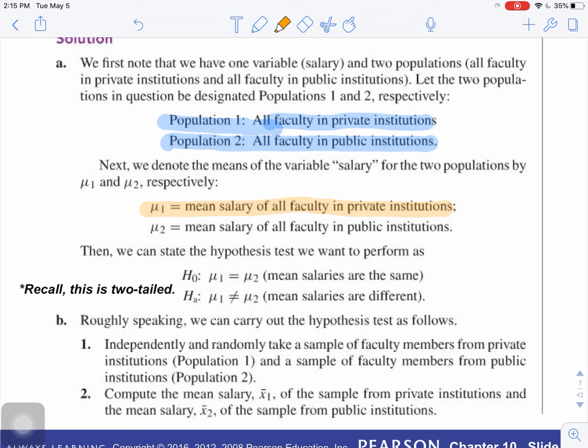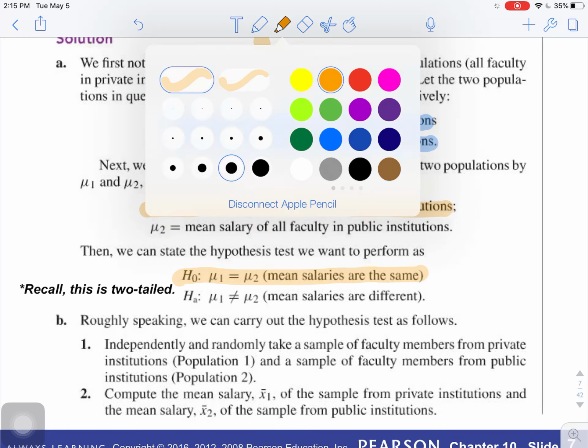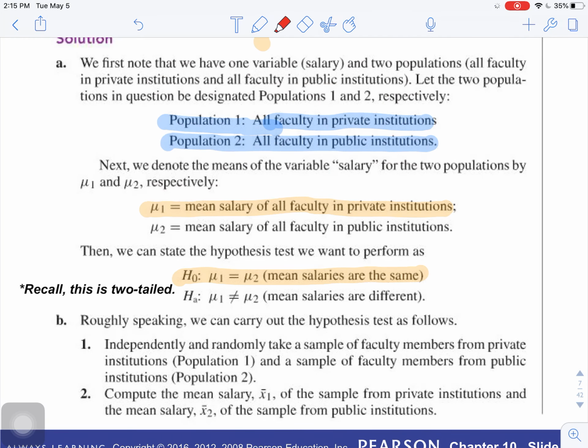faculty in private institutions. That's why our null hypothesis is that the mean salaries are the same. For population 2, the mean salary of all faculty in public institutions. And our alternative hypothesis is that they're going to actually be different. So we're looking at the two-tailed test. So here it even says, recall this is going to be two-tailed because it's not equal to.